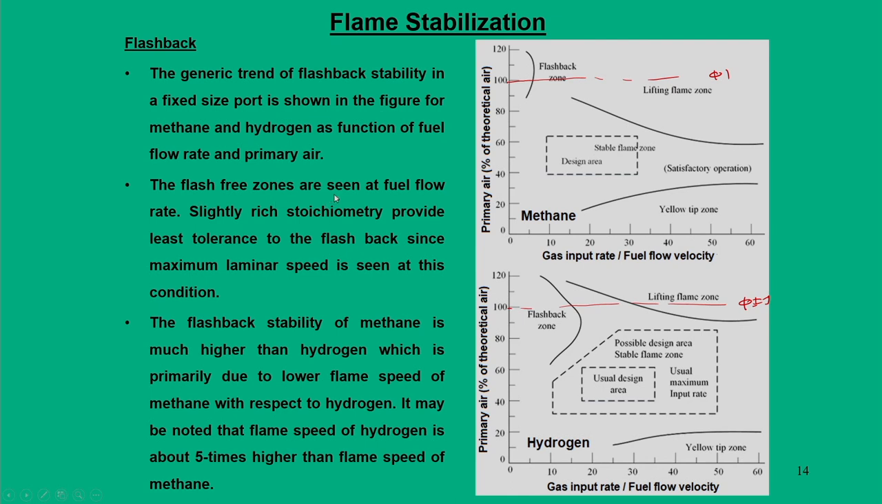The flashback-free zones are seen at certain fuel flow rates; slightly rich stoichiometry provides least tolerance to the flashback. So, this is the condition: rich stoichiometry provides least tolerance, since the maximum laminar speed is seen at these conditions. Another important point that I have already mentioned: the flashback stability for methane is higher than that of hydrogen because methane has lower flame speed with respect to hydrogen. It may be noted that the flame speed of hydrogen is about 5 times faster than the flame speed of methane.